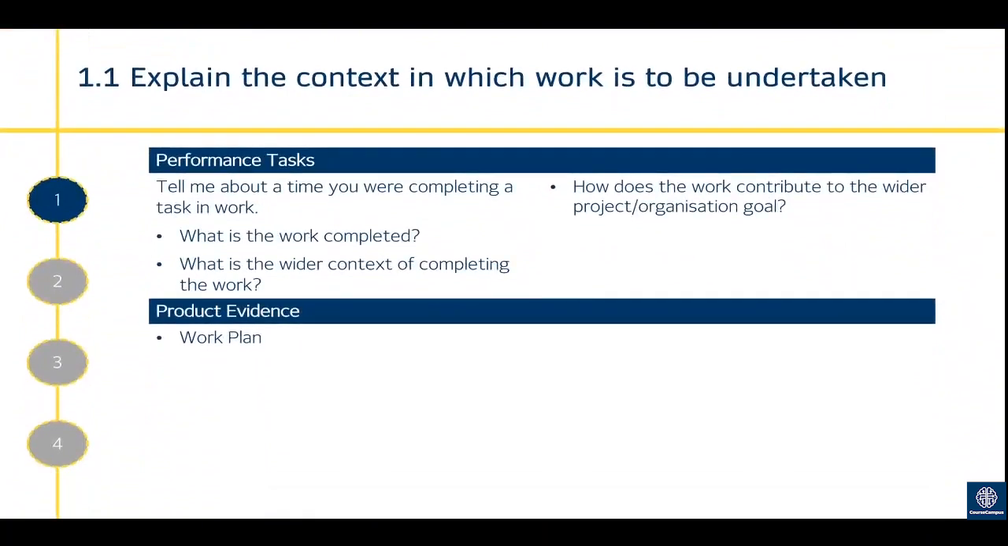Let's start now with the first outcome and the first criteria 1.1, explain the context in which work is to be undertaken. So this quite simply is to explain what the wider situation is in the workplace, why that task is important, what does it contribute to wider team goals, why are you doing that. Have a good think when you're gathering evidence on certain tasks you're completing and explain the background to it, and that will help to cover off this point.